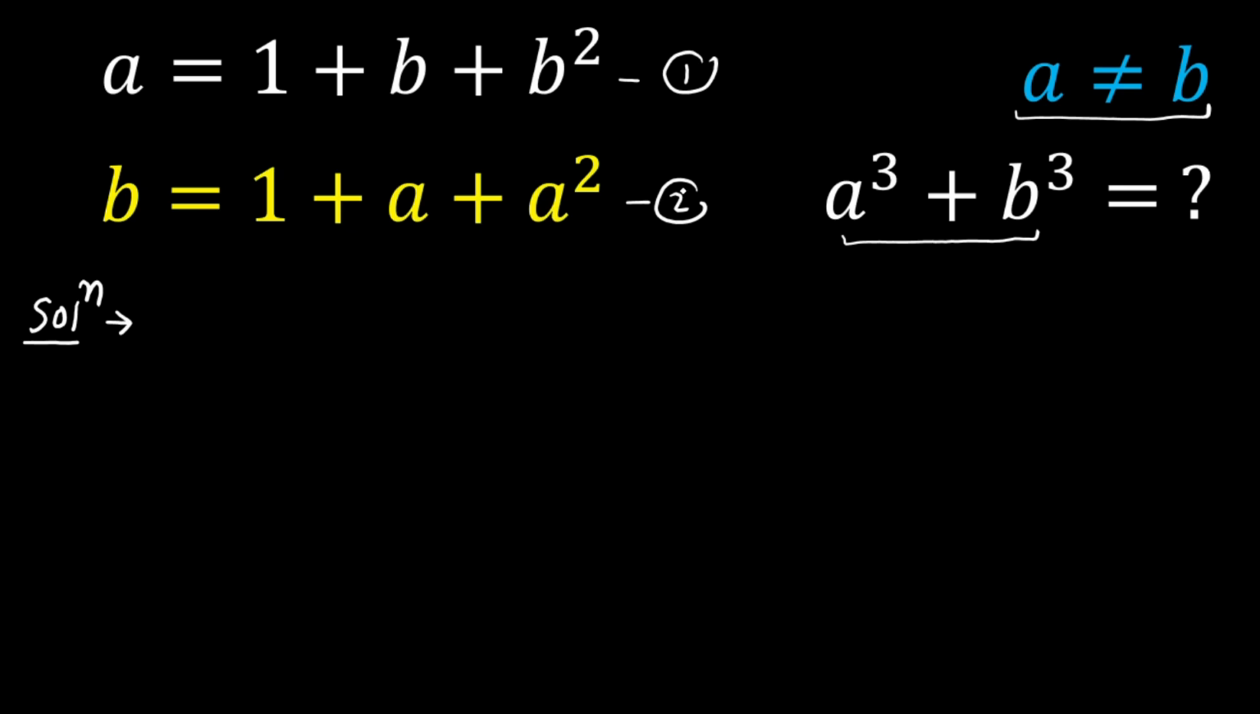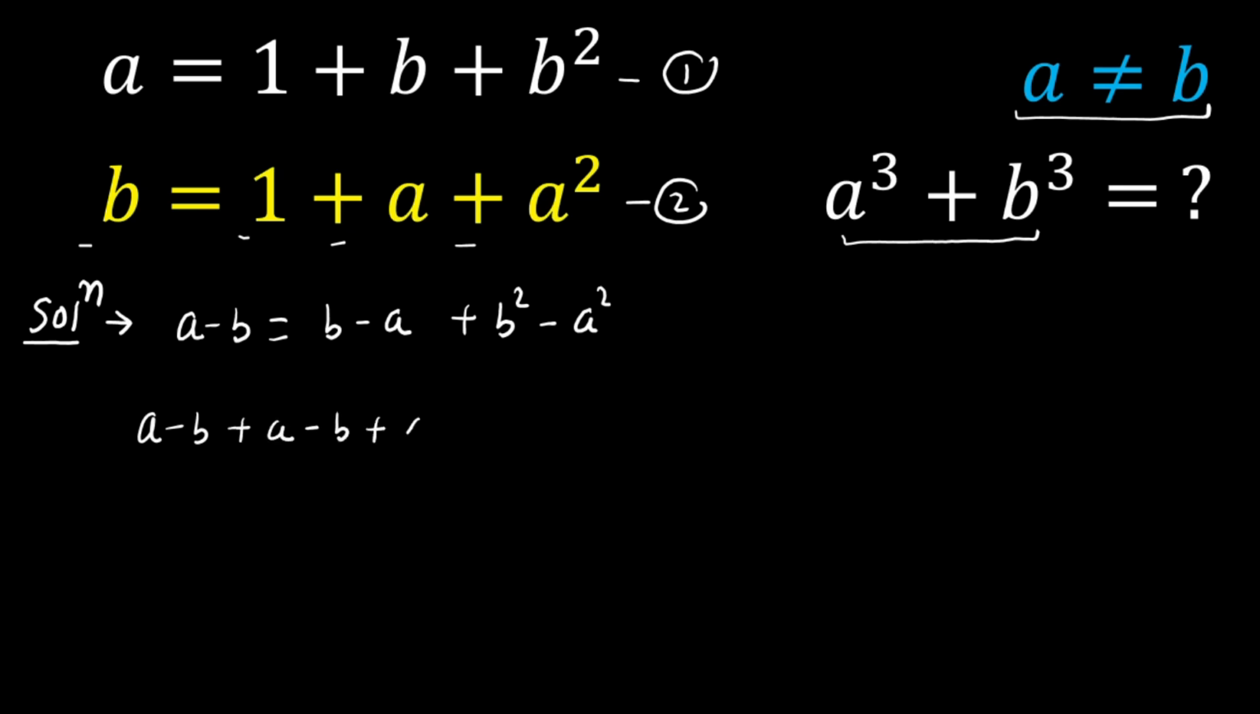If we subtract equation number 2 from 1, then on the left hand side we get a minus b, which equals the right hand side, where the 1 and the negative 1 cancel out, and here plus b minus a, and plus b² minus a². If we take all the expressions to the same side, then a minus b plus a minus b plus a² minus b² is equal to 0.